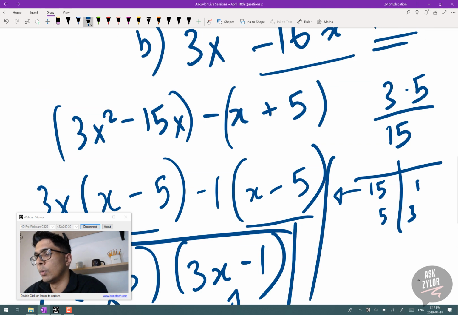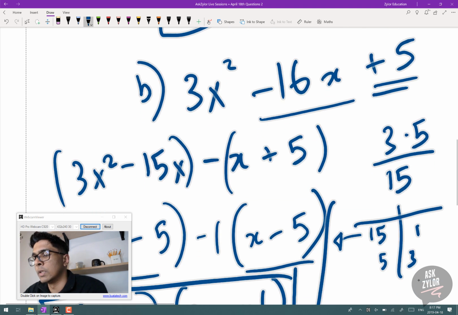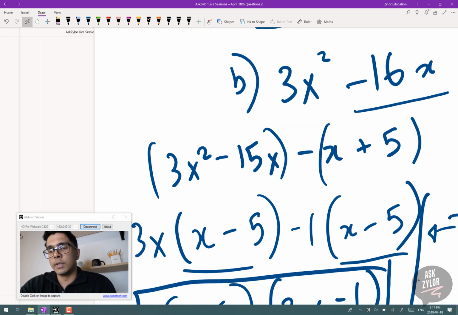How did I know they were both negative? Because I can look at my b value and see, is it positive or negative? If it's negative, that means that the two signs should be negative. If it's positive, that means the two signs should be positive. So we'll move on to the next question.